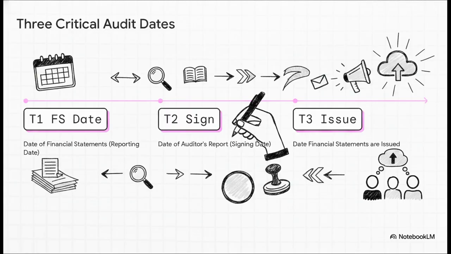Now that third date is absolutely critical, right? Because that's exactly when third parties like investors, banks, and the general public actually start relying on those numbers. I want you to burn this timeline into your memory right now. As you'll see in a sec, the auditor's duties completely shift depending on exactly where we are on this timeline.